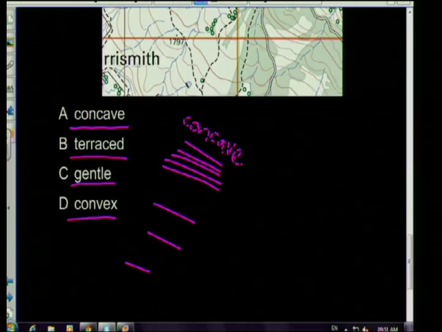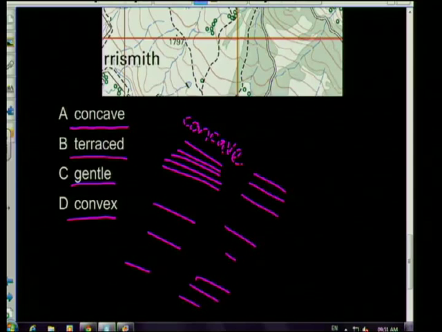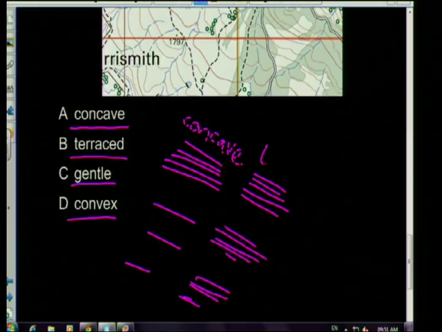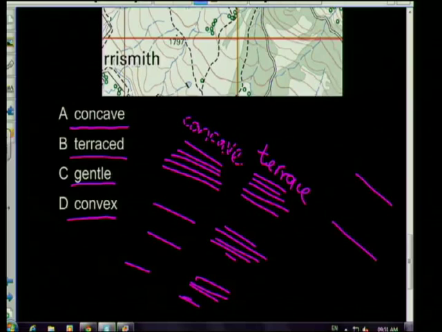Let's look at a terrace slope. A terrace slope has contour lines that are close together, far apart, and then close together again. This would mean that here's a steep slope, a gentle slope, a steep slope, a space, and a steep slope again. This would suggest a terraced slope. A gentle slope is simply contour lines that are far apart. And a convex slope, as opposed to a concave slope, is where the contour lines start off being far apart and then end up close together.